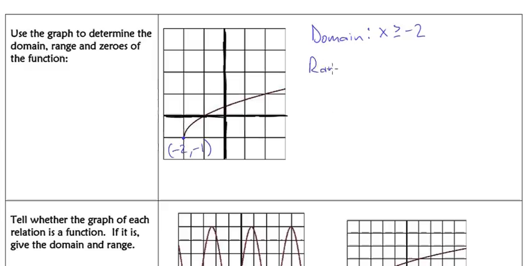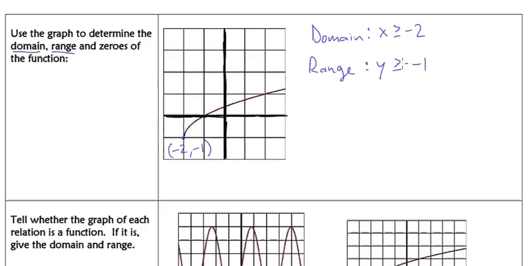Our range, meaning we just did domain, now we're doing our range, is our y outputs. And so the lowest y ever is -1, and it is equal to -1. And then the rest of the y values are all greater than that. And if I continued this graph going on, I continue to get more and more positive y values. And so our range is y is greater than or equal to -1.